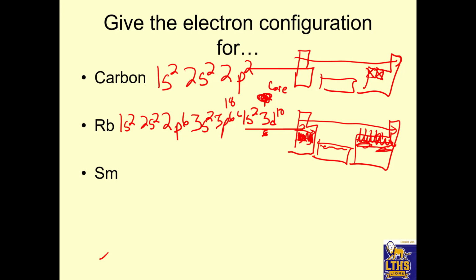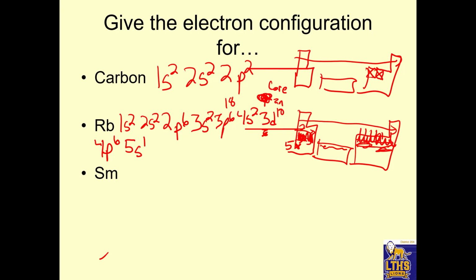Okay, I'm going to continue down here. After 3d, which ends in zinc, I'm back to the fourth level, p block, and 4p, there's 6 of them to get me to krypton. Then I finally get to the fifth level. Rubidium is right here on the fifth level. So it's 5s1.